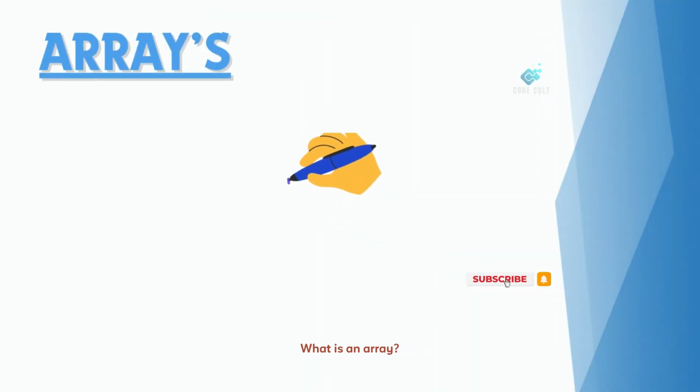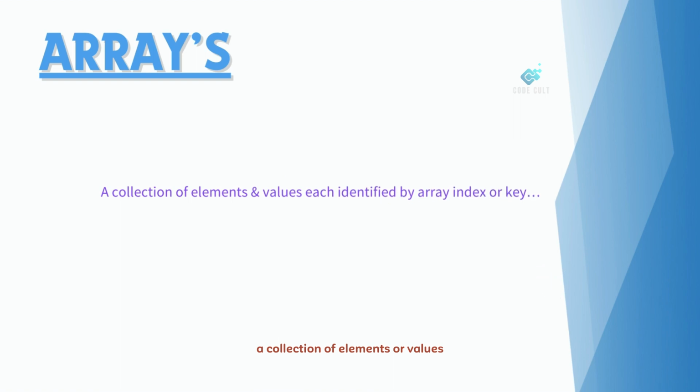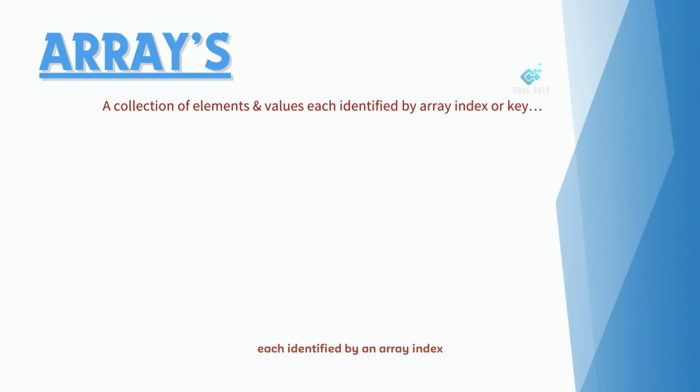What is an array? Basically, arrays are data structures, a collection of elements or values, each identified by an array index, also known as keys. So we have values, and these values are identified by an index or a key. Indices start at 0 for most programming languages such as Python, Java, or C++. And because of the indices, random access is possible.